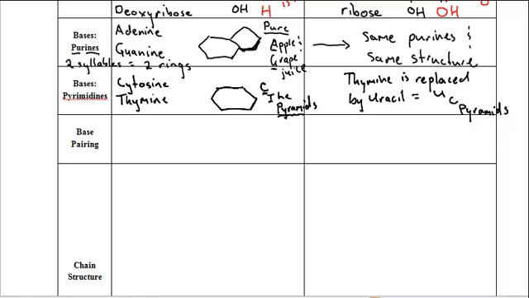Welcome back to Unit 3, Video Lesson 1, Part 2. Again, this is optional unless you've missed class. In this case, we're going to pick up with base pairing.